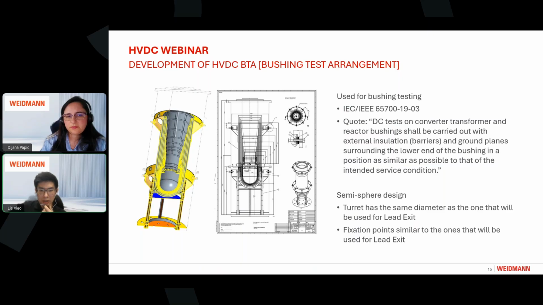And for the bottom half, we have this semi-sphere design. This is very typical for bushing test arrangement. And also during the design of the BTA, I need to consider the mechanical support structure inside the turret and make sure that the test voltage can be verified properly. Next page, please.